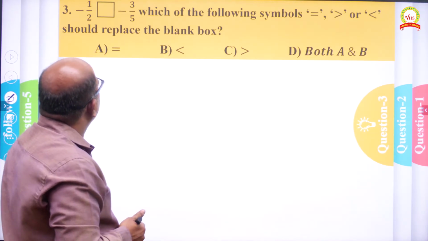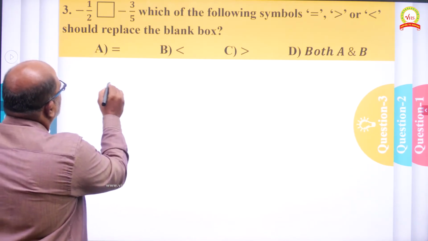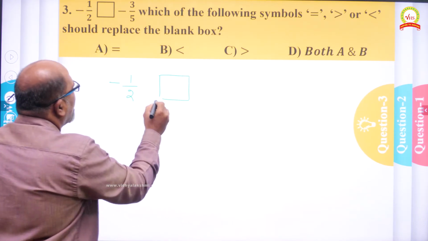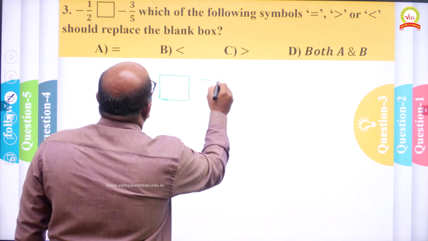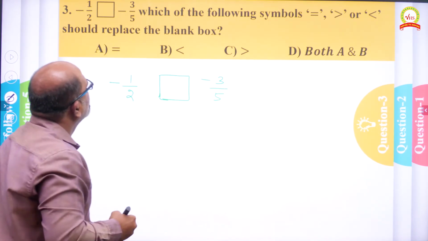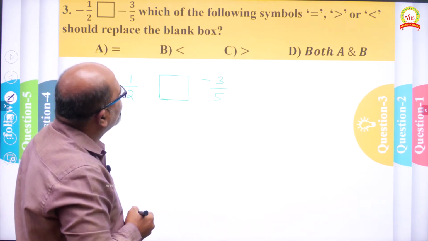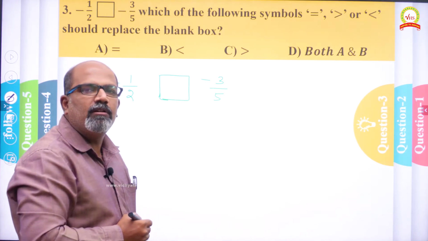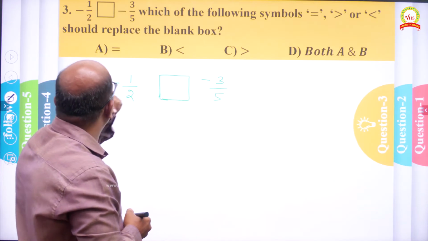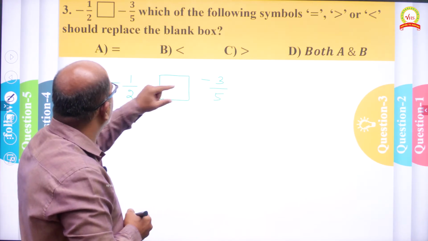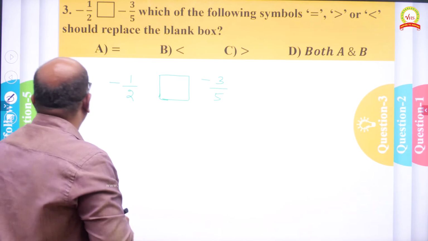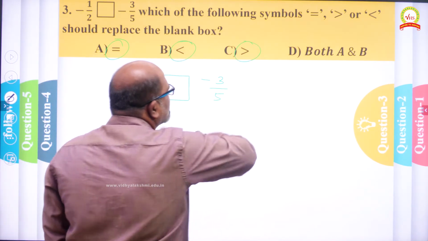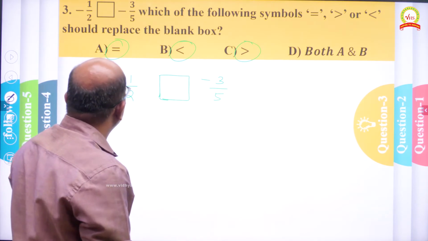One blank box is given here between these numbers: minus 1 by 2, followed by a blank box, and minus 3 by 5. In this, which of the following symbols needs to be filled here? We have to find what symbol must be replaced in the blank box. Whether an equal to sign, a less than sign, a greater than sign, or both A and B.